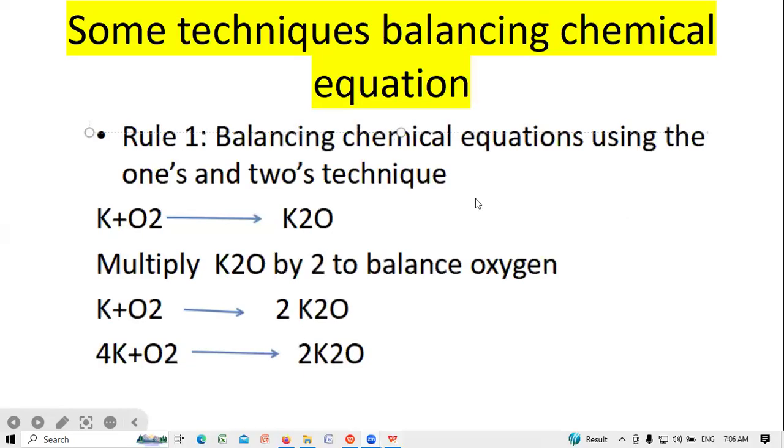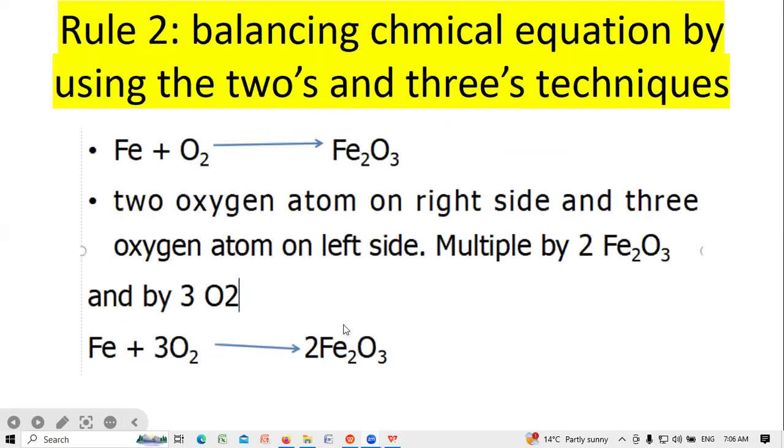Some techniques for balancing the chemical equation. Balance the chemical equation using the ones in two states. For example, potassium reacts with oxygen to give potassium oxide. Here, see two oxygen on the left hand side and one oxygen on the right hand side. So to balance, you should multiply by two on the right hand side and oxygen is balanced, and then after that you balance the potassium.